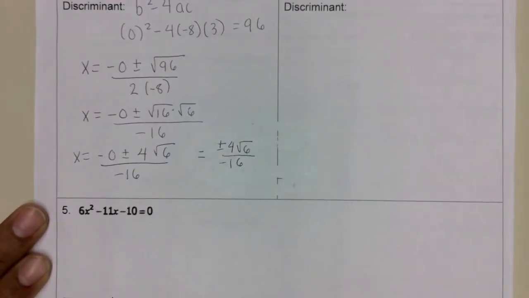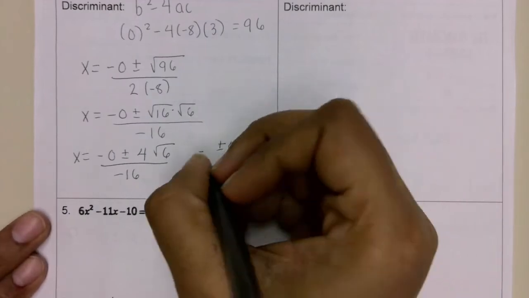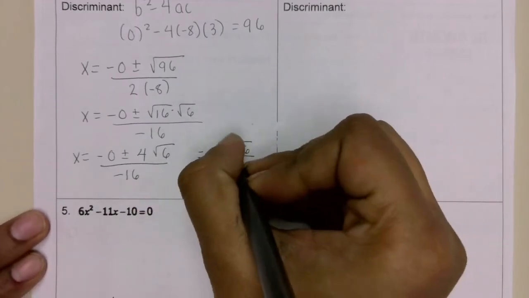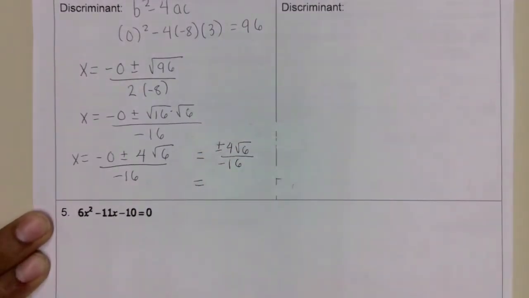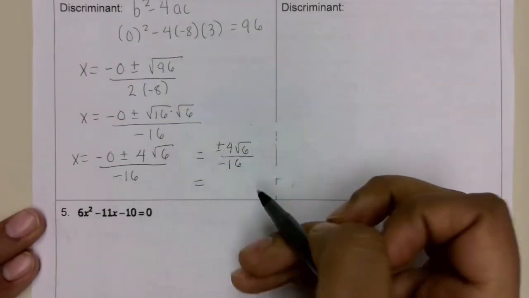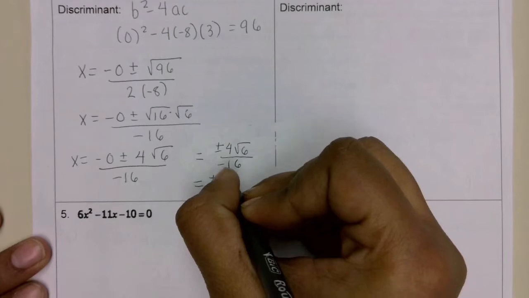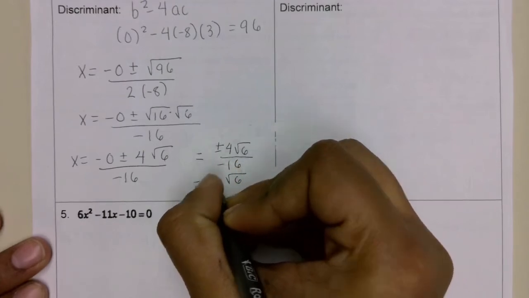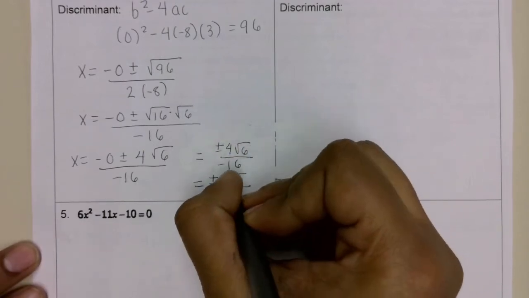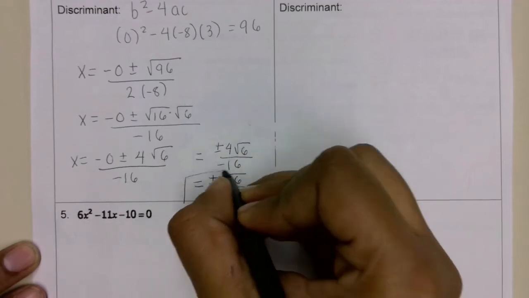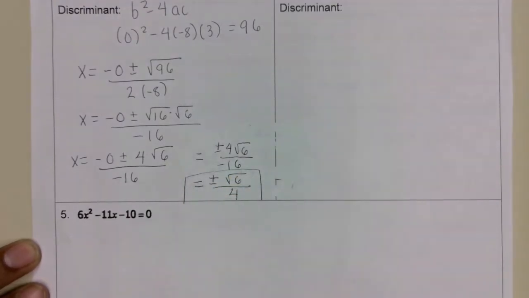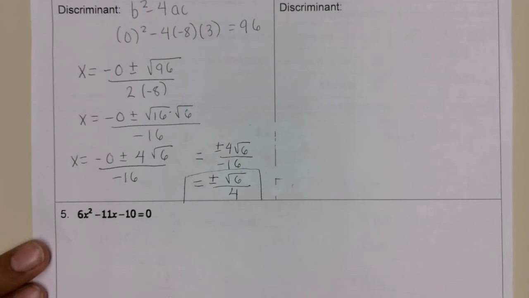You can simplify this because 4 and 16 can both be divided by 4. I know there's a negative 16 in the denominator, but because we have this plus or minus in front of the 4, it doesn't really affect it. So we're going to do 4 divided by 4, which is just 1, so I don't need to write a coefficient for that. And then 16 divided by 4 is 4. So this is going to be plus or minus square root of 6 over 4. And that's your final answer.